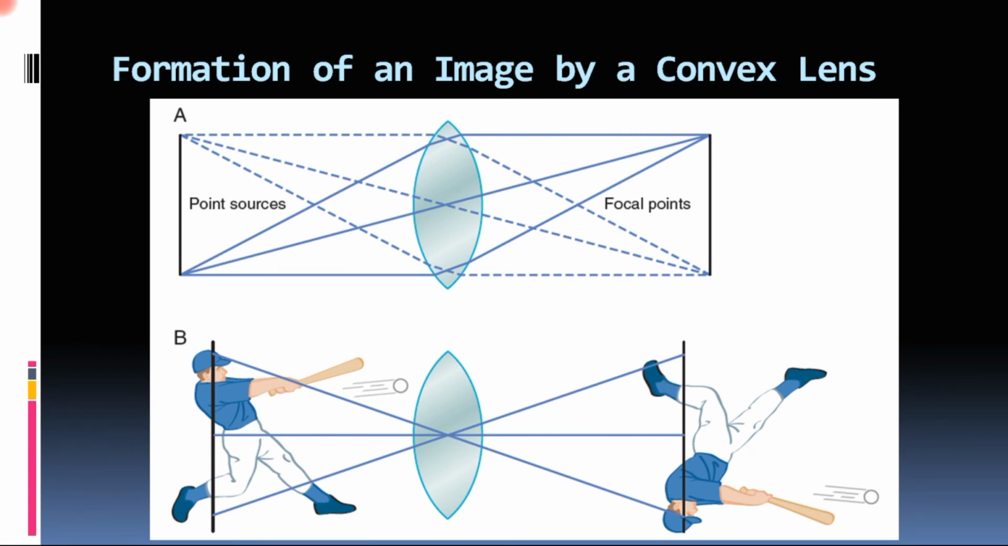They also will be reversed. So this is how the image is formed in our retina, and that will be sent to the brain, and the brain is then trained to interpret it as an erect image. So this is how the image is actually formed in the retina, but by interpretation of the brain we can see it as an erect image. That is the important thing to understand about the formation of an image by the convex lens.